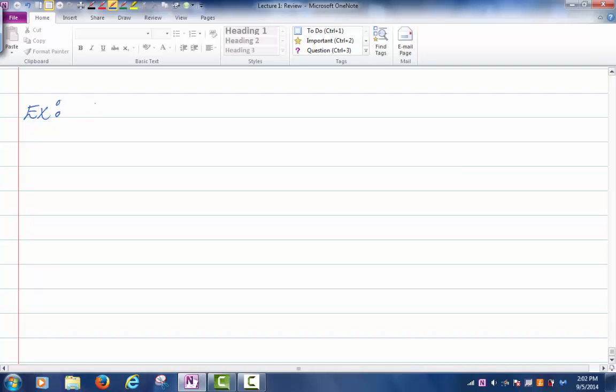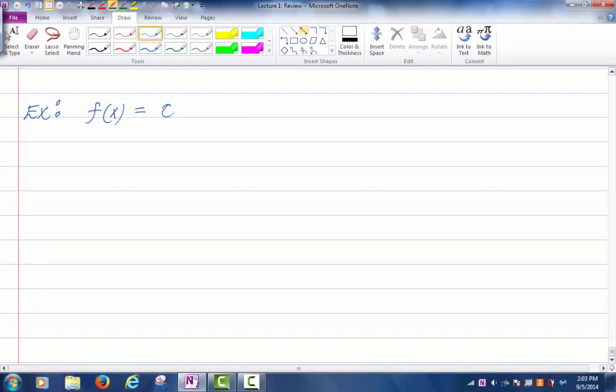Let's look at the function f(x) equals c, where c is a constant. So what is this function? The output value for any given input is c. Okay, so what would be the graph? Well, the graph would basically be a horizontal line, right?